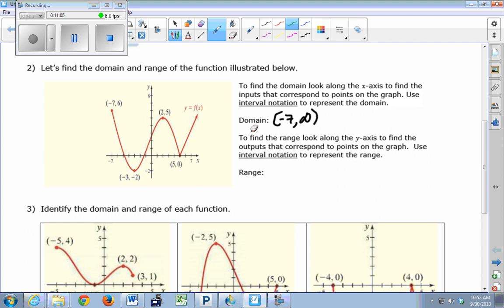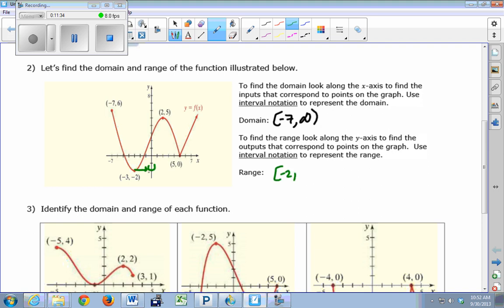Okay, so to look for our smallest value, we look below our x-axis if our function goes below, or we just look for the lowest point. So what's the lowest output value here on our graph? What's the lowest output? Just the output. -2, right? So I come over here and I say, okay, that's where I'm going to begin because that's a solid dot.